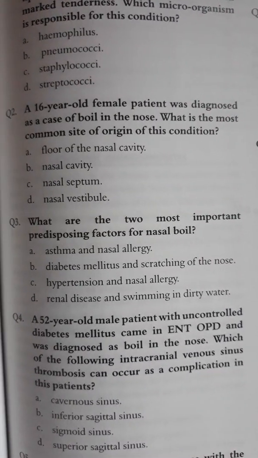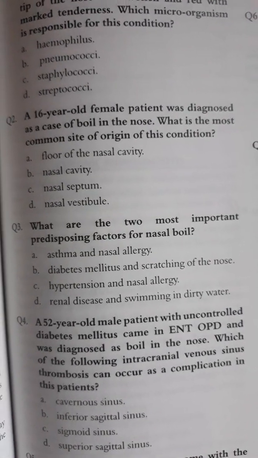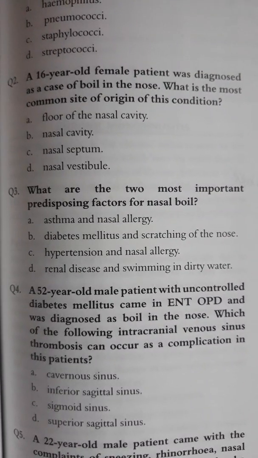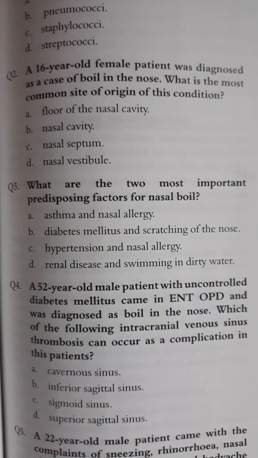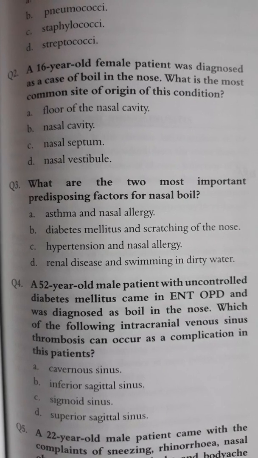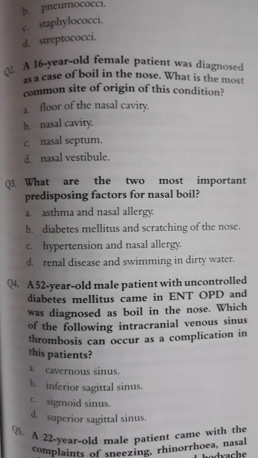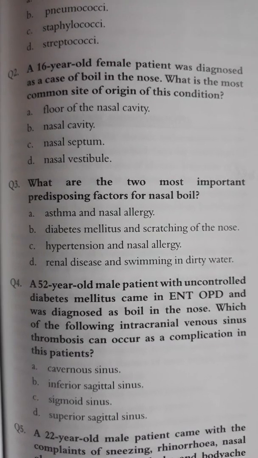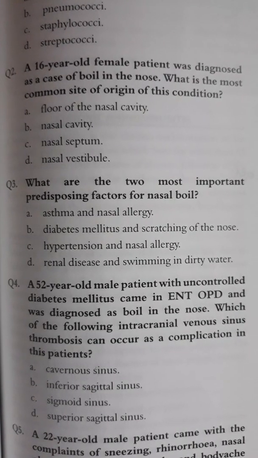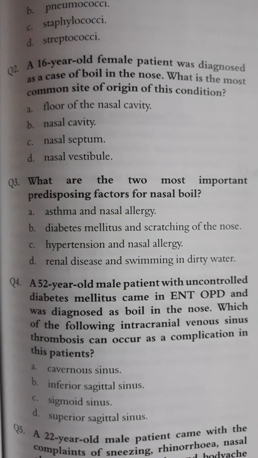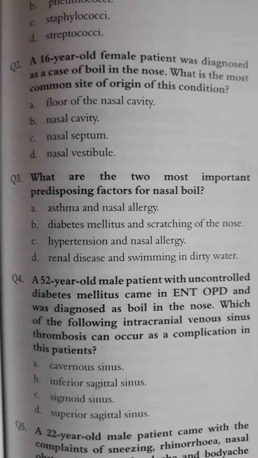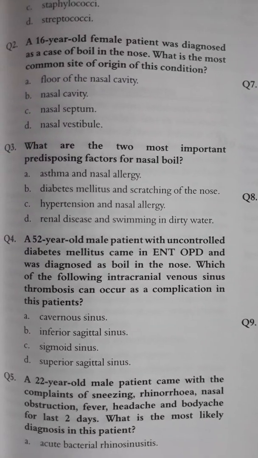MCQ number 4. A 52-year-old male patient with uncontrolled diabetes mellitus came to the ENT OPD and was diagnosed as a case of boil in the nose. Which of the following intracranial venous sinus thrombosis can occur as a complication in this patient? Cavernous sinus.